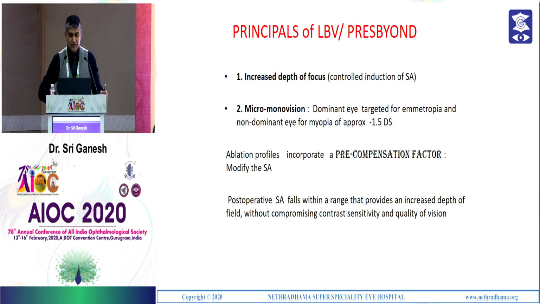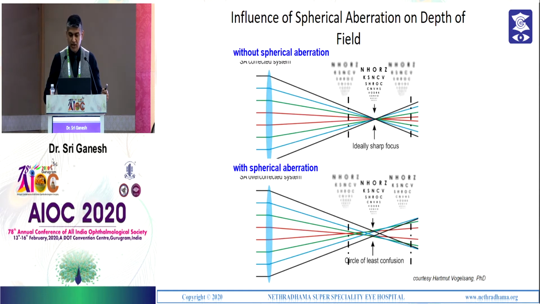The principles are increased depth of focus by controlled induction of spherical aberration along with a micro monovision. So the dominant eye is targeted for emmetropia and the non-dominant for myopia of approximately 1.5 diopters. The ablation profiles also incorporate a precompensation factor which modifies the spherical aberration. So the modified spherical aberration provides an increased depth of field without compromising contrast sensitivity and quality of vision.